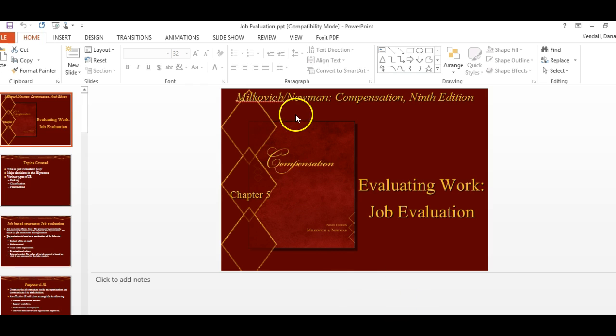It's by Milkovic and Newman, and it's titled Compensation, and I like it because it's very easy to follow, gives step-by-step instructions, integrates the research where appropriate, and I have no doubt that you could pick it up if you were in an HR role and needed to start doing a job evaluation from scratch with no experience, that you could do it with this book. So I just want to make you aware of that.